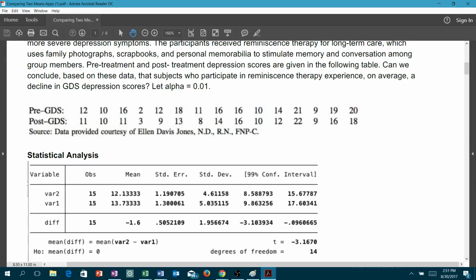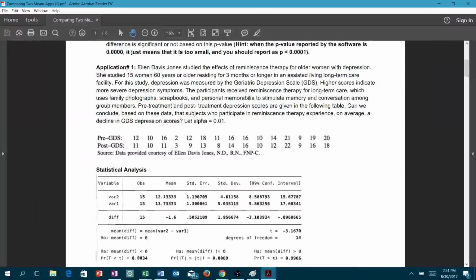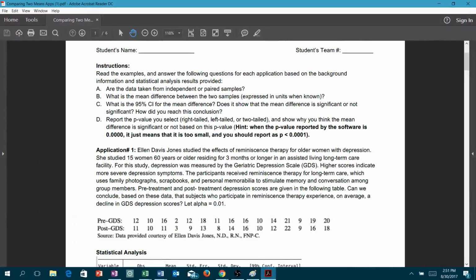You got a negative and a negative. It does not, and I put does not. So now that means the results are statistically significant, and we just leave it at that. So it is significant. Yeah, you reject the null.